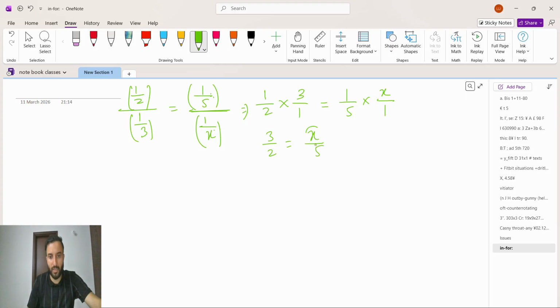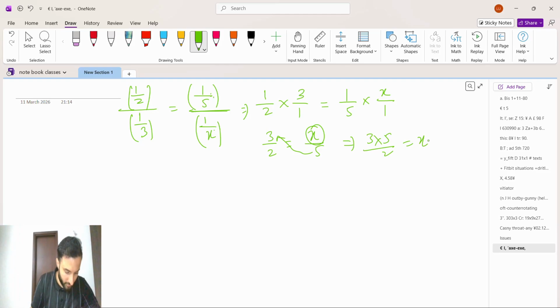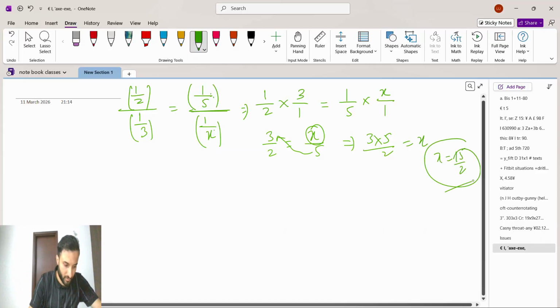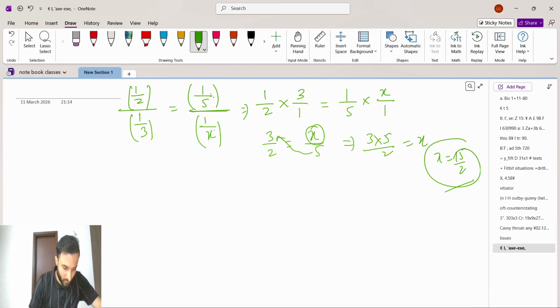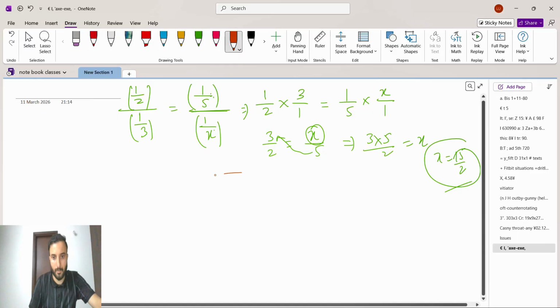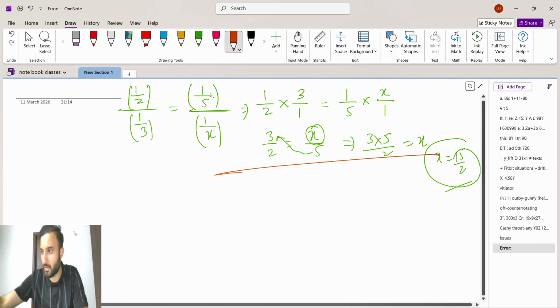So guys, we have to find the value of x. What we will do? The 5 will go that side, means it will multiply. So 3 into 5 divided by 2, we will get x. So 3 times 5 is 15. 15 divided by 2 is 7.5. Answer is yes, also okay. Option is 15 by 2 only. That's it. Okay. Next we will see. Wait a moment, guys.